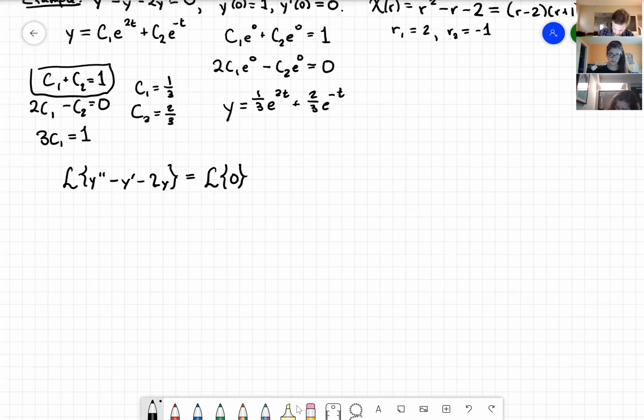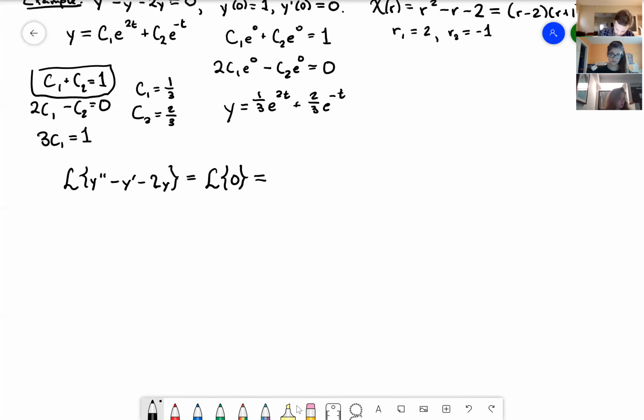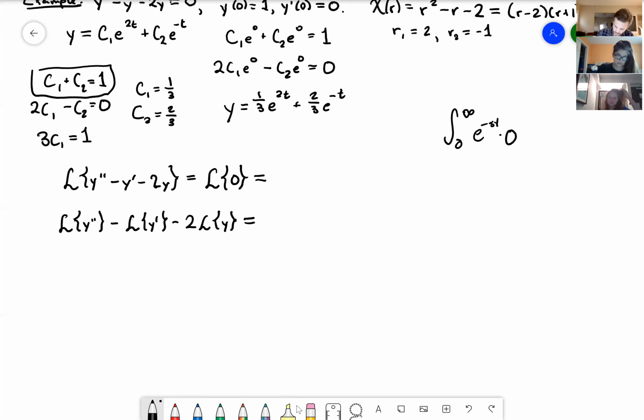Now, using linearity, I can rewrite the left-hand side as the Laplace transform of y double prime minus the Laplace transform of y prime minus 2 times the Laplace transform of y. Now, we didn't talk about what the Laplace transform of 0 is, but you can guess. The integral from 0 to infinity of e to the minus st times 0 dt is just the integral of 0, so this will be 0. Our right-hand side is just 0.